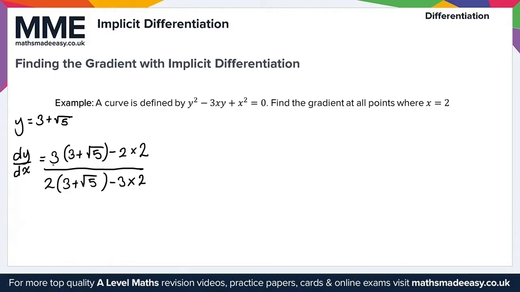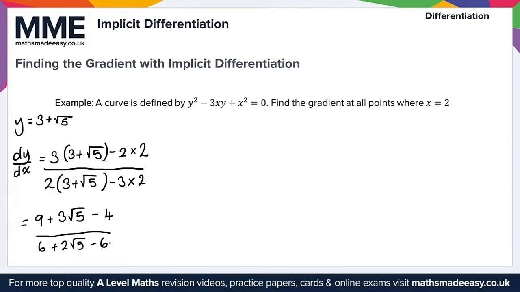Okay, so here now we need to simplify this. The first thing I need to do is simplify the numerator. So we'd multiply 3 by this bracket here, so that's going to give me 9 plus 3 root 5, and 2 times 2 is 4, so minus 2 times 2 will give us minus 4 there. That's the numerator simplified. If we repeat this process with the denominator here, 2 lots of 3 will give us 6, and 2 lots of root 5 will give us plus 2 root 5. And then finally minus 3 times 2 will give us minus 6.